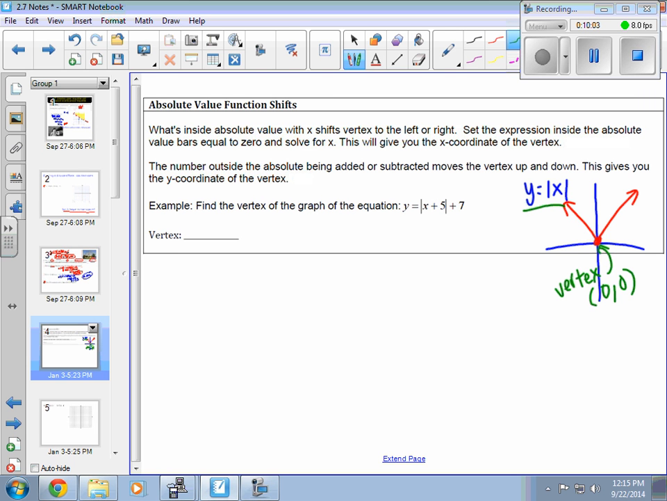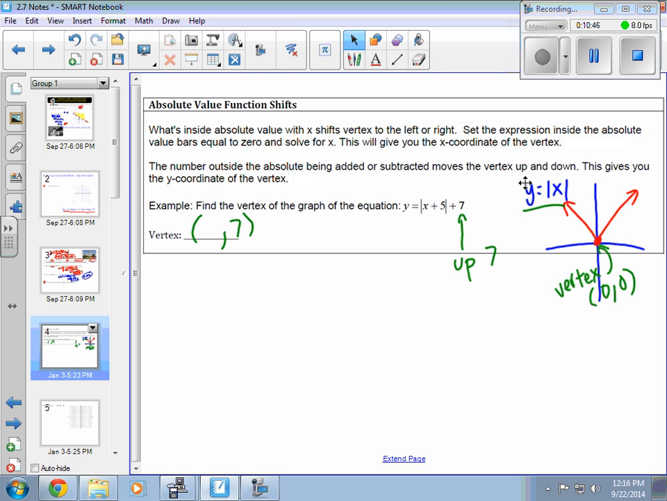If we're looking at the next equation, these other two numbers, 5 and 7, shift our graph. They'll shift the vertex of the graph. Let's read through how it does it. If you have any number outside the absolute value added or subtracted, that moves the vertex up and down. So this 7 is going to move our graph up or down. If it's positive, it moves it up. If it's negative, it moves it down. So this 7 moves it up 7, so the vertex, moving up 7 from 0, will be at 7.